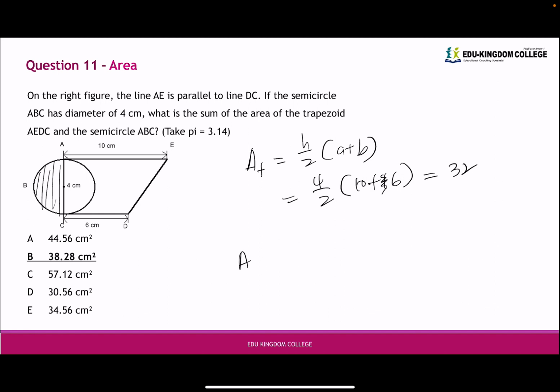And then the area of the semicircle, SC stands for semicircle, should be half, because we've got half a circle, times pi r squared. So pi is 3.14, and then r is 2, because diameter is 4, so 2 squared is 4. 4 times 3.14 is 12.56, times half equals 6.28. So 6.28 plus 32 gives you 38.28.